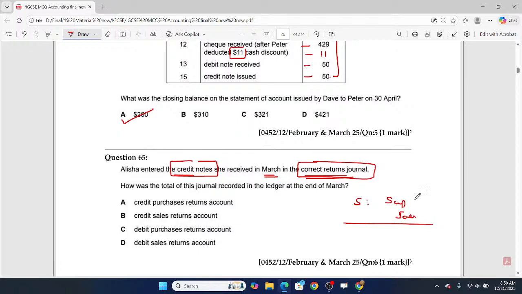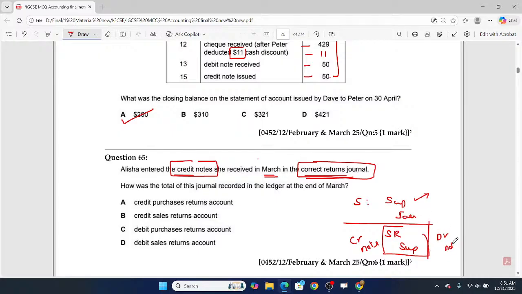If the customer returns the goods, we have to credit. So sales return and customer. Is that clear? See, in this case, what happened on sales return? We issue credit note. We issue what? Credit note. The customer issues debit note.